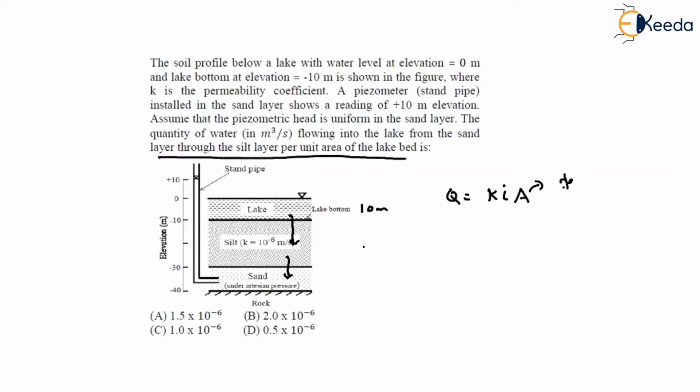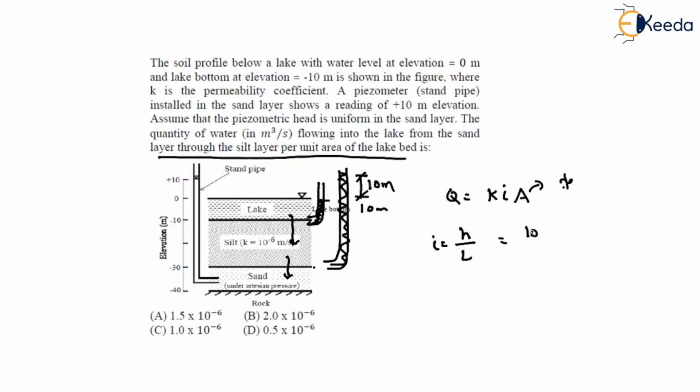So what about the I? I is nothing but H divided by L. So what about the H? It is nothing but the difference between the water levels. If I keep my piezometer just below the lake, the water level will rise up to elevation 0. If I keep my piezometer in the sand, the water level will rise up to the positive 10. So what is the difference between these two water levels? From here to here, it is nothing but 10 meters.